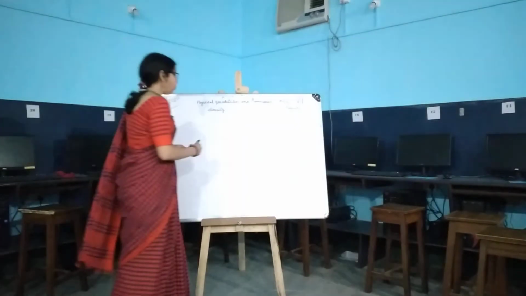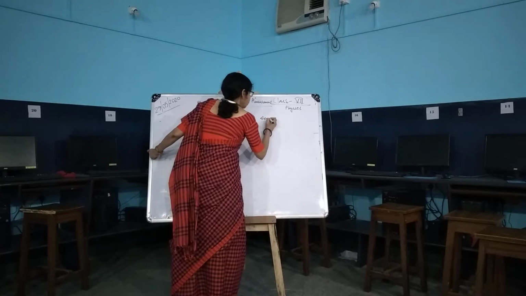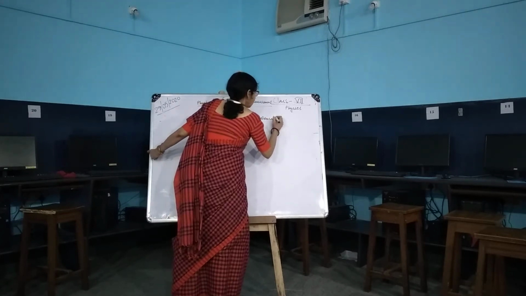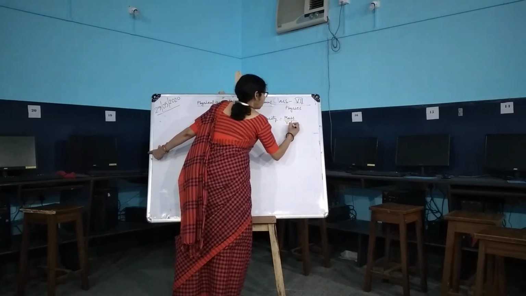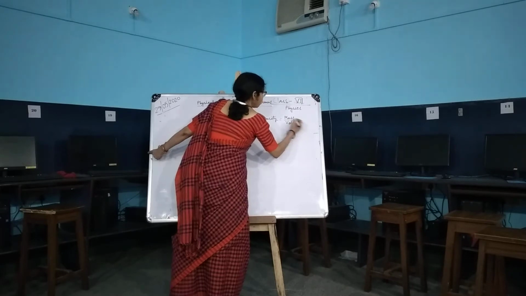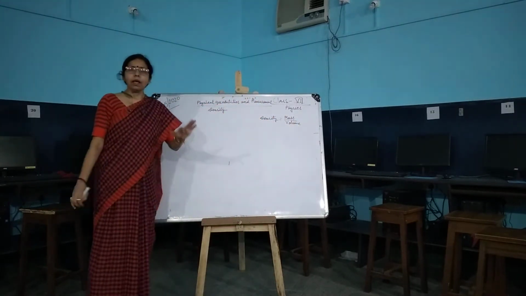But if we want to get the real conception, density is equal to mass by volume. So mass per unit volume is known as density.